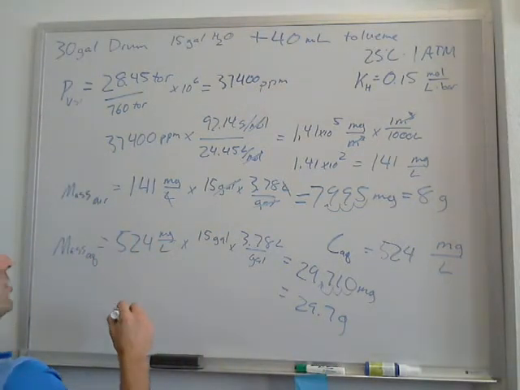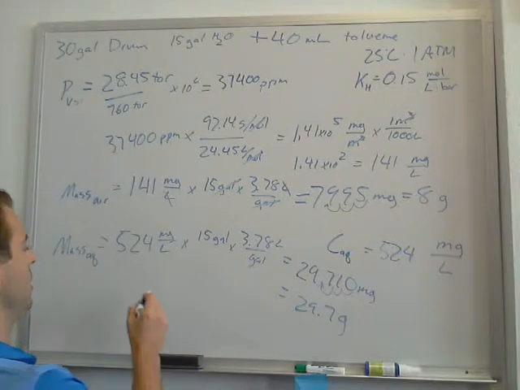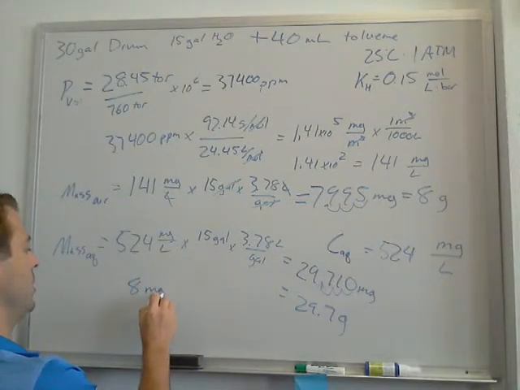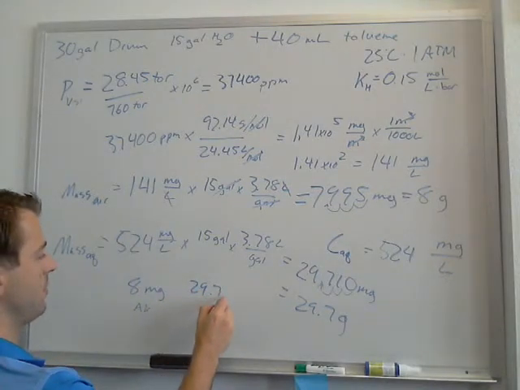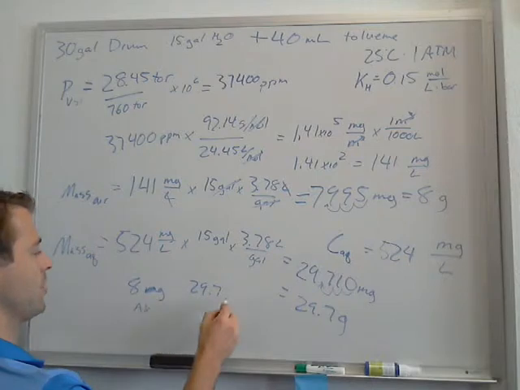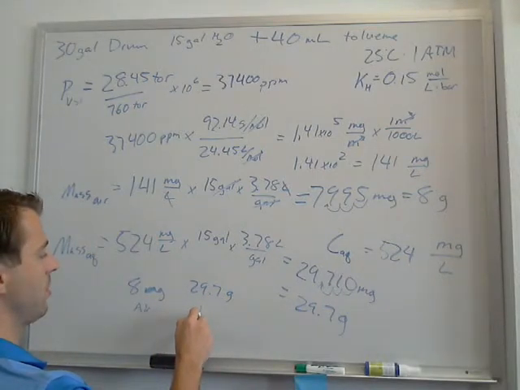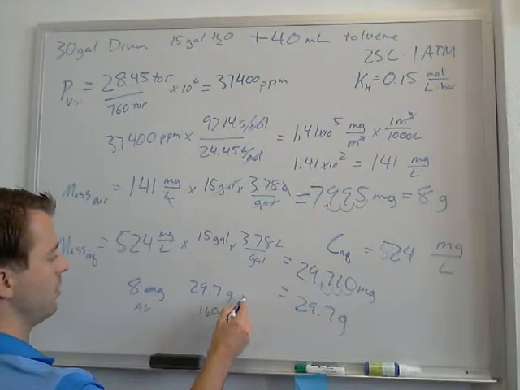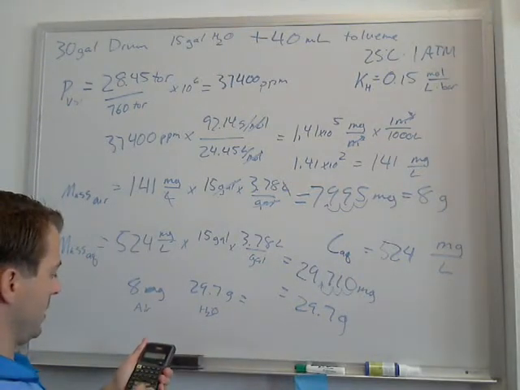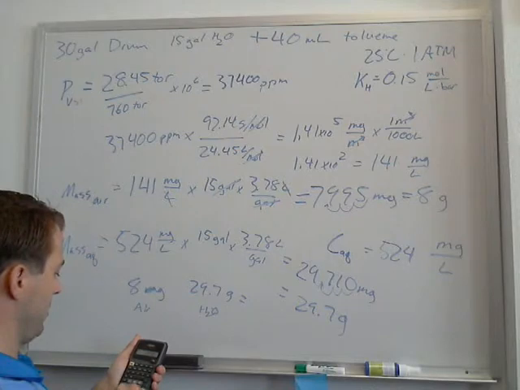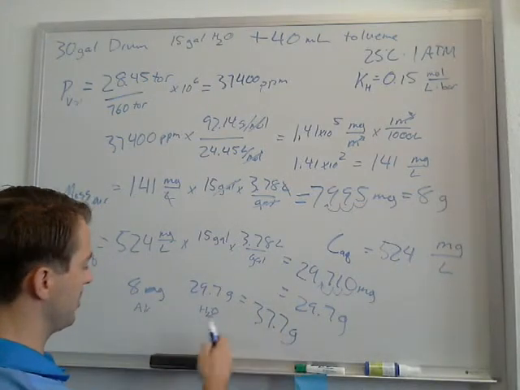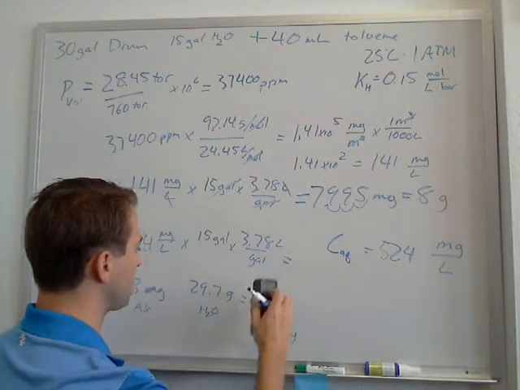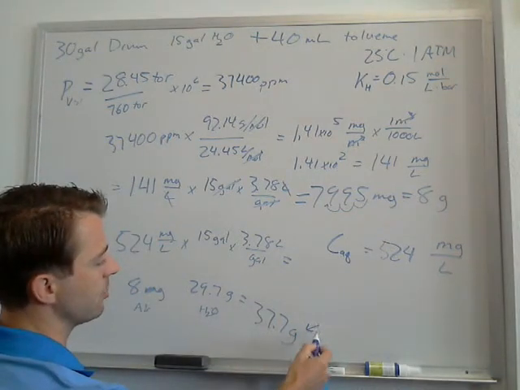All right, so our total mass, if this was at saturation, would be 8 grams from the air and 29.7 grams from the water, which equals 29.7 plus 8, I should just do that in my head, but it's 37.7 grams. Okay. So that would be at saturation.